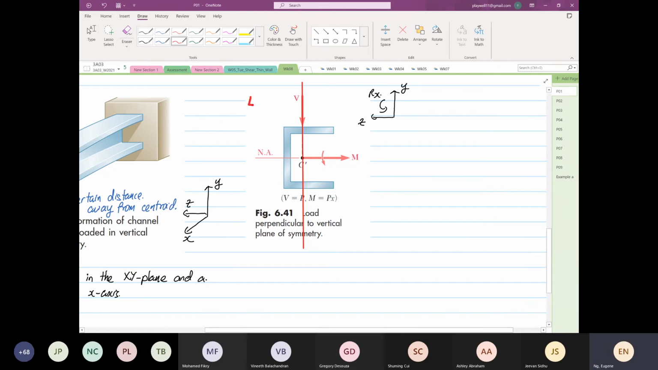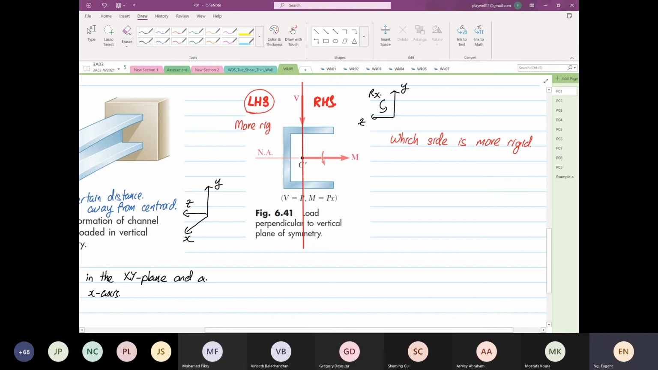Which side is more rigid, the left-hand side or the right-hand side? Can anyone tell me? Would the left-hand side be more rigid? You got it there. So the left-hand side is more rigid.